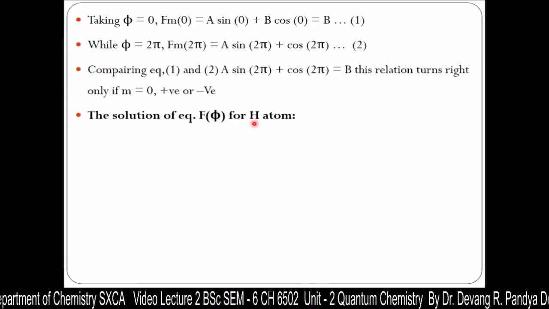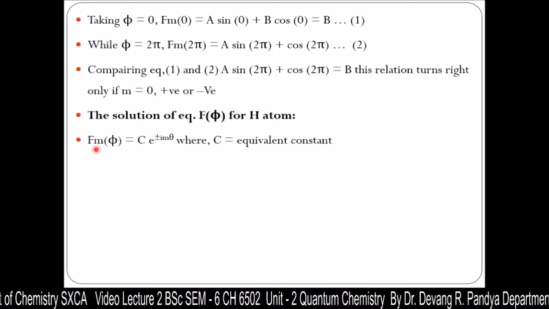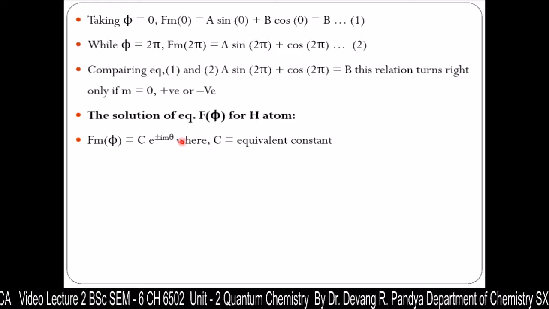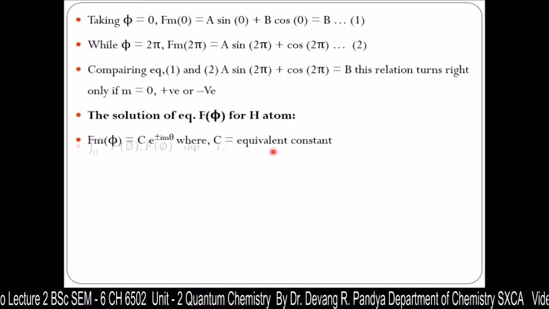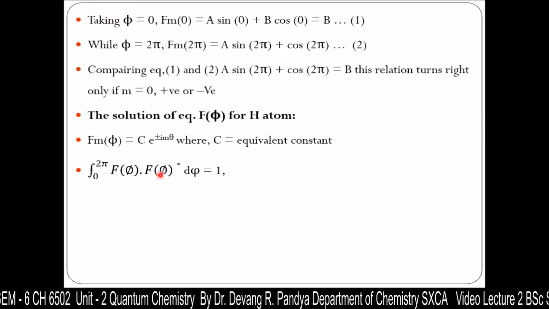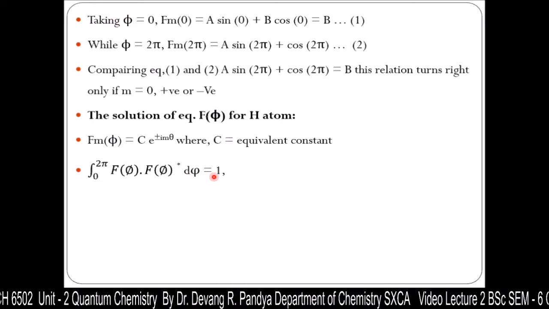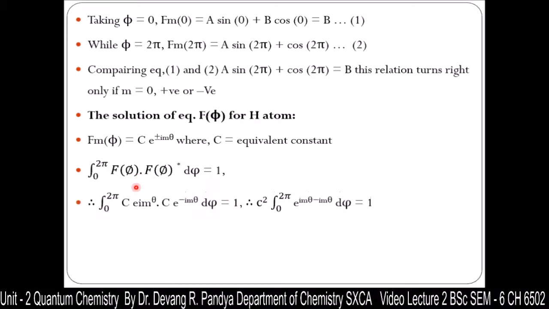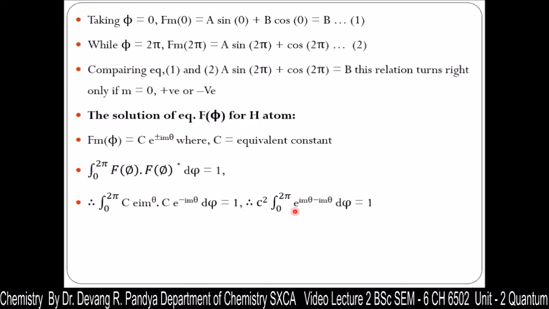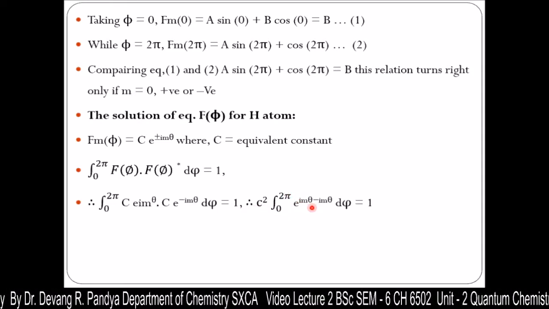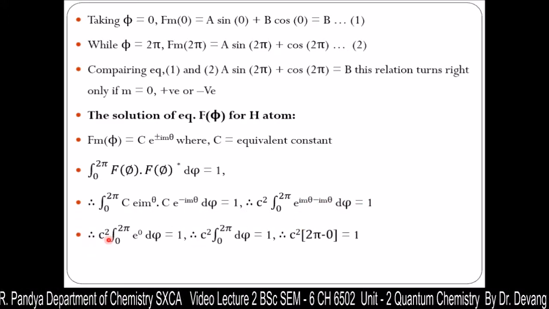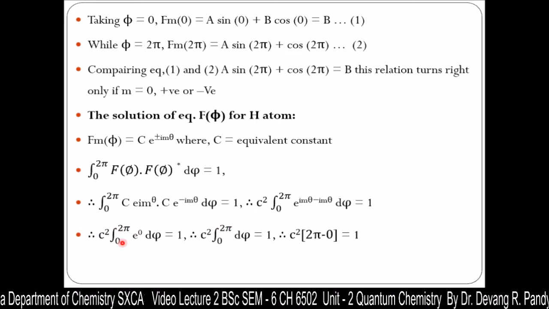So the solution of f(phi) for the hydrogen atom can be represented as f_m(phi) equal to c exponential plus or minus i m phi, where c is the equivalent constant, and the integration from 0 to 2 pi of f(phi) into f(phi) complex conjugate d phi is equal to 1. Then it is called a normalized wave function, and therefore we will substitute the value c exponential plus or minus i m phi over here. It can be represented as c square integral 0 to 2 pi exponential i m phi minus i m phi d phi equal to 1.